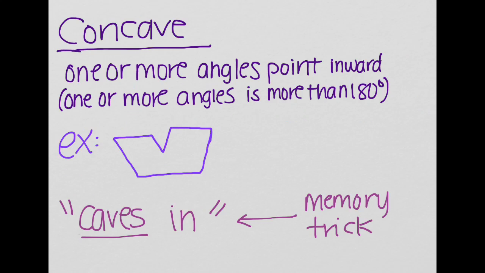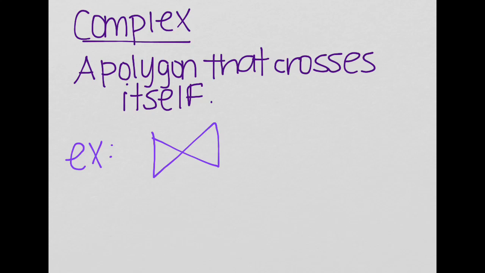Now, let's look at its counterpart, the concave polygon. It is when one or more angles point inward, or in other words, one or more angles is more than 180 degrees. So, for example here, this one points inward. So this polygon is concave. A good mnemonic or memory trick to go by is a concave polygon caves in, right? This caves in.